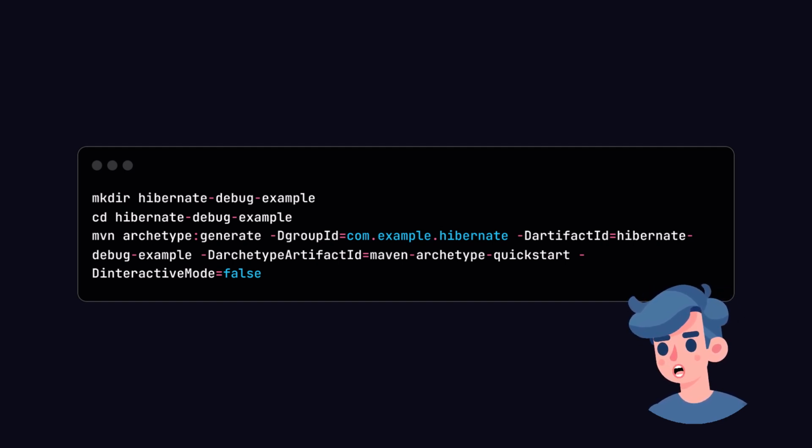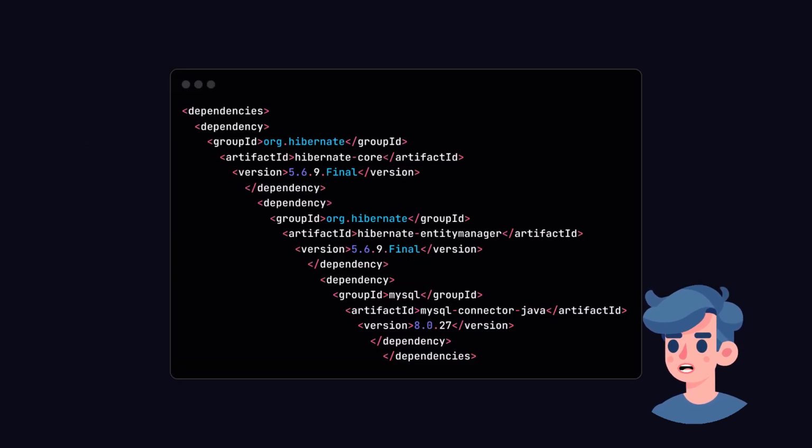Let's create a basic Maven project that connects to a database. Now that we have our project set up, you'll want to add the necessary dependencies for Hibernate and your database connector. Visit your pom.xml file and under dependencies, include the following dependencies.